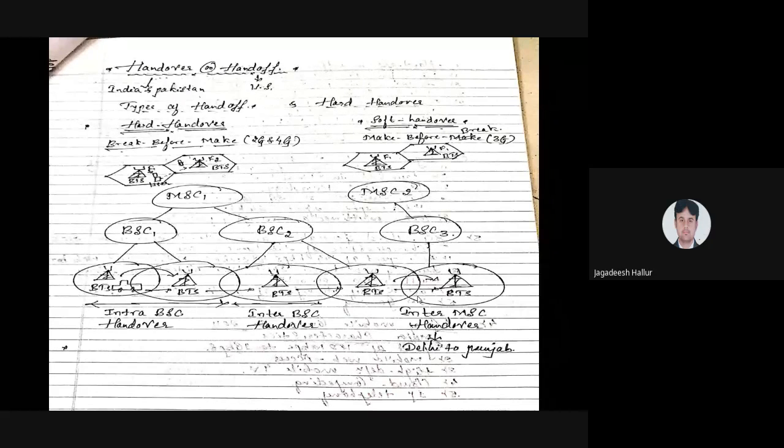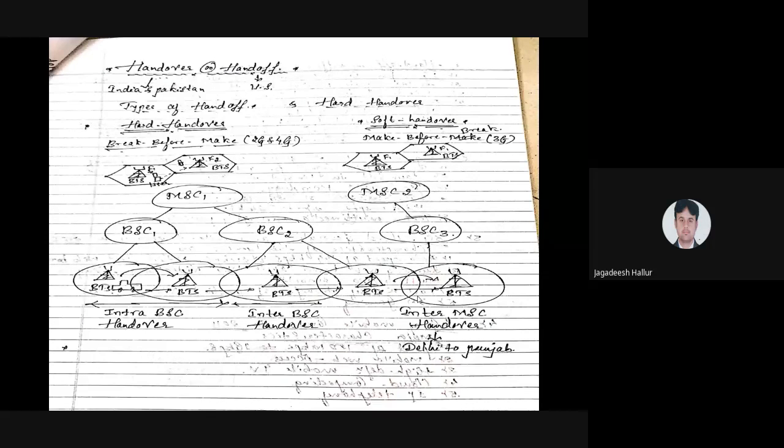See the meaning of this. First, you have to break the previous connection, and after that you make the next connection. Break the previous connection, then connect the next connection. That is hard handoff. It was used in second generation and fourth generation.